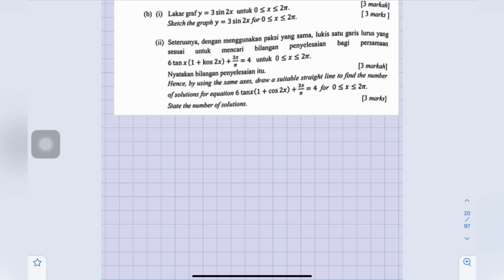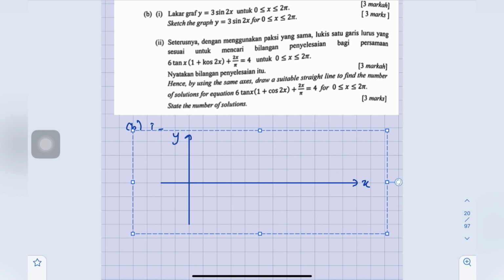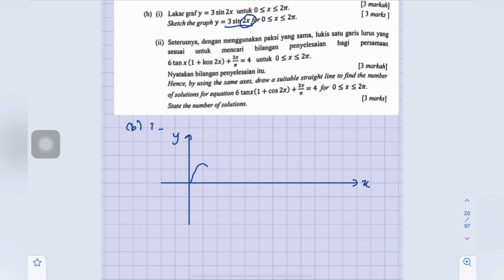B1, sketch the graph y equals 3 sin 2x. To sketch, we need to draw the x and y axes. This is the graph of sine, two cycles. So we draw sine, two cycles, starting from here, this is 1, 2. This one is 2π, this one is π. The maximum is 3, the minimum is negative 3.